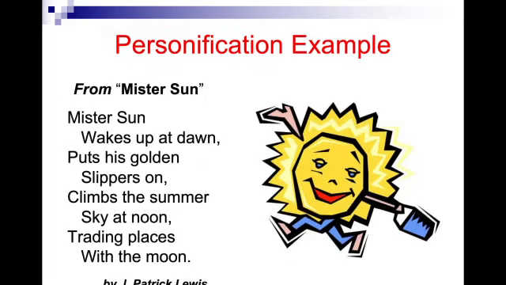From Mr. Sun by J. Patrick Lewis. Mr. Sun wakes up at dawn, puts his golden slippers on, climbs the summer sky at noon, trading places with the moon. So the sun, like the moon, cannot be a person, but we personify it by giving it human-like qualities. First of all, we're even giving it a name, Mr. Sun. But it's waking up like a human being would, putting slippers on. We know a sun won't have slippers, but we're personifying it.